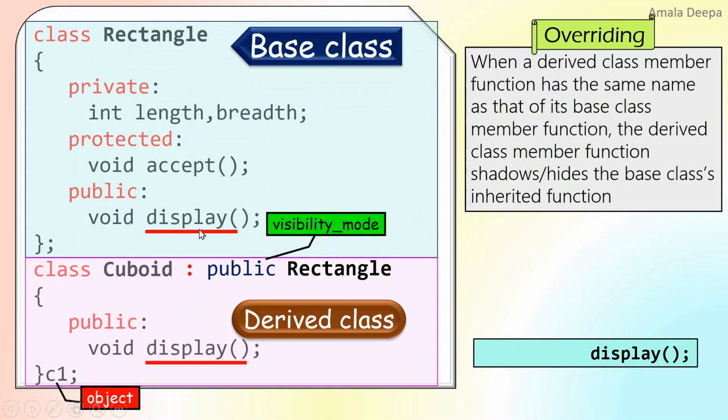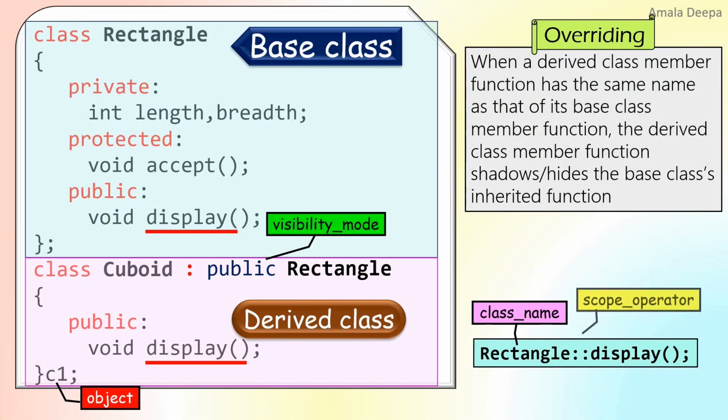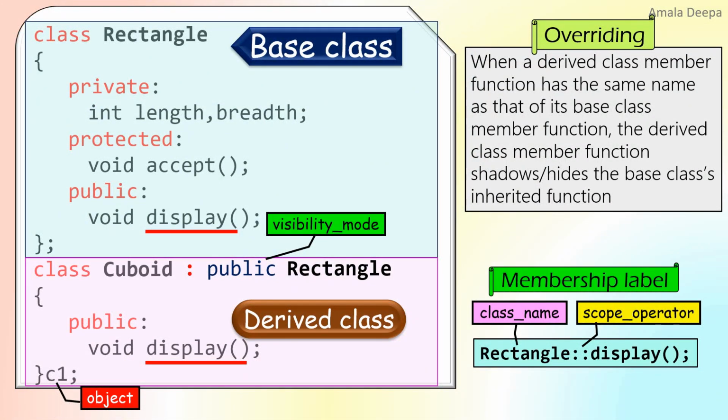And the inherited display function of the base class is hidden. If the derived class wants to access the inherited display function, then the function call should be given like this: the name of the base class followed by the scope operator, Rectangle::display. This function call will invoke the inherited display function of the base class. The class name along with the scope operator is called the membership label.